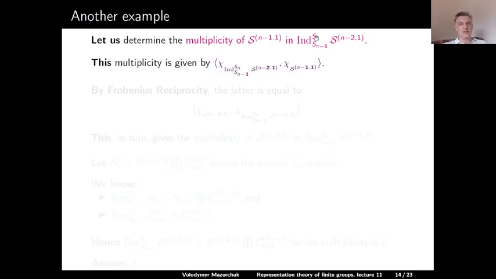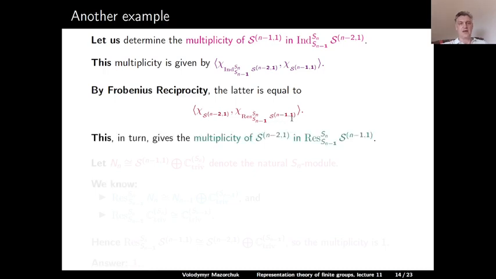Again, this multiplicity is given by taking the scalar product of the characters. This is because Sn minus 1, 1 is a simple module. If you want to compute the multiplicity of a simple module in any module, we should just take the scalar product of their characters. Again, by Frobenius reciprocity, we rewrite this as a scalar product of the character of Sn minus 2, 1 and the character of the restriction from Sn to Sn minus 1 of Sn minus 1, 1. And this is, of course, the multiplicity of Sn minus 2, 1 in the restricted module.